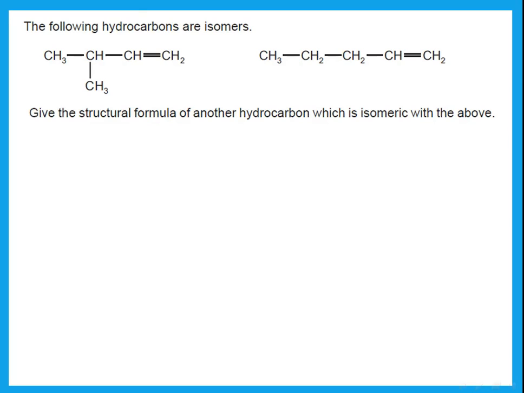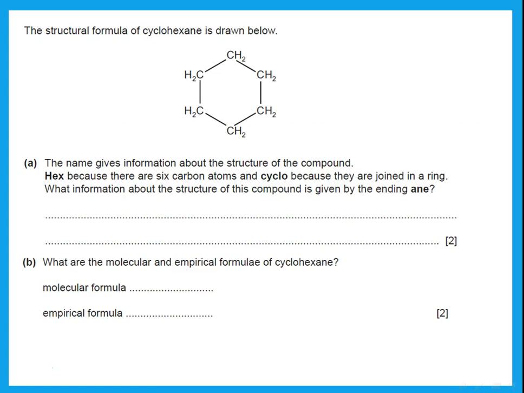Okay, the following hydrocarbons are isomers. Again, give the structural formula of another hydrocarbon, which is isomeric. Now these are alkenes. So the double bond here is on one end, and we said if we want to draw an isomer, then instead of putting the double bond on one end, I can put the double bond in the middle. So that is the isomer.